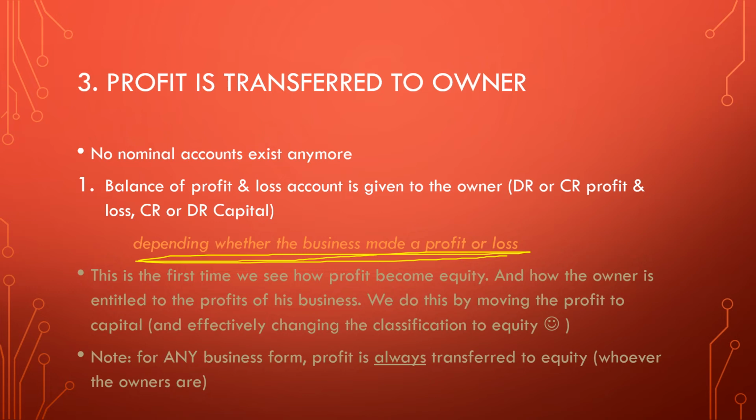A bit of a note for when you do second semester accounting: you'll do partnerships, you'll do closed corporations, and maybe even later on in accounting you'll deal with companies. It's important to note the step of profit always becoming equity, always being transferred to equity. Whatever business form you do, that never changes. This principle of profit belonging to the owners of the business. So here you see it, and this is how we do it in accounting, by debiting and crediting.